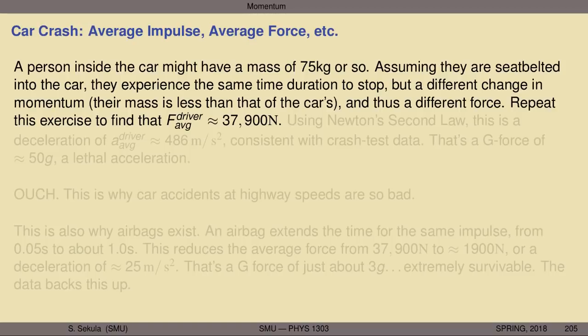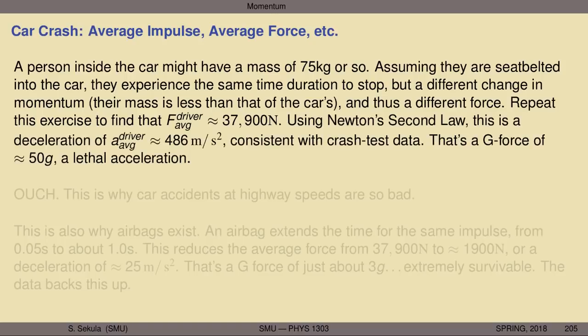So what does that mean? Well, let's use Newton's second law to figure out what that means. If you do F equals ma and you figure out the acceleration the driver experiences, it has a magnitude of 486 meters per second squared. Compare that to the acceleration due to gravity, 9.81 meters per second squared. This is a multiple of 50 times the acceleration due to gravity, or a g-force of 50 g's. That is a lethal acceleration.